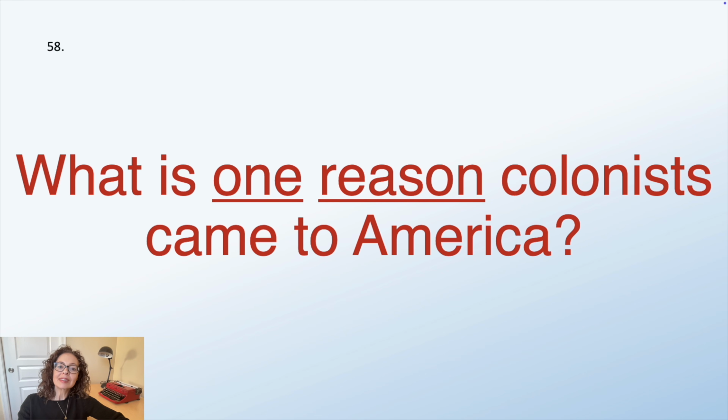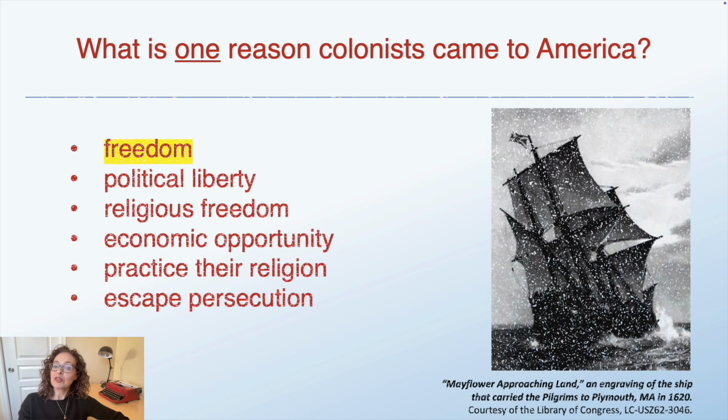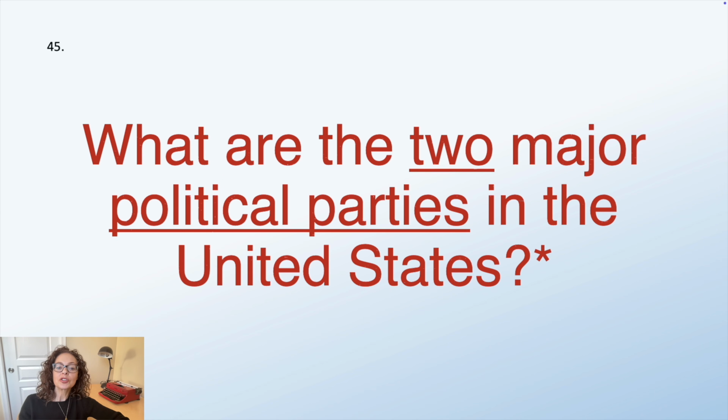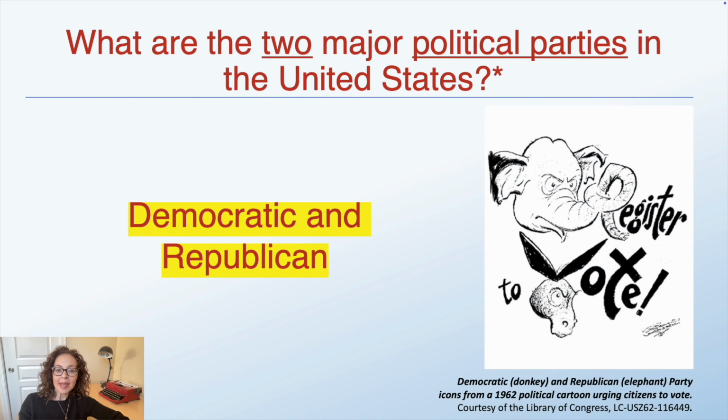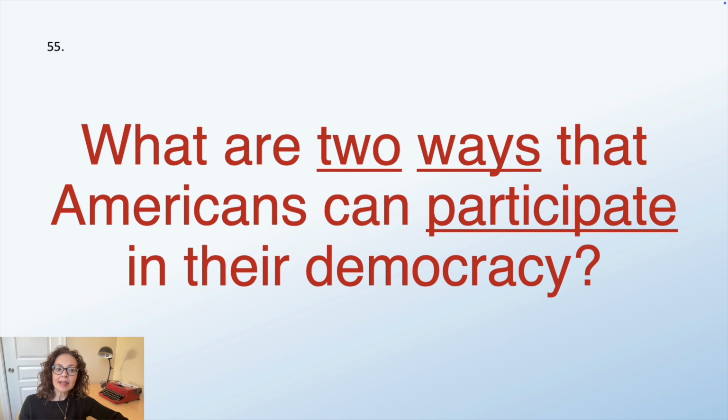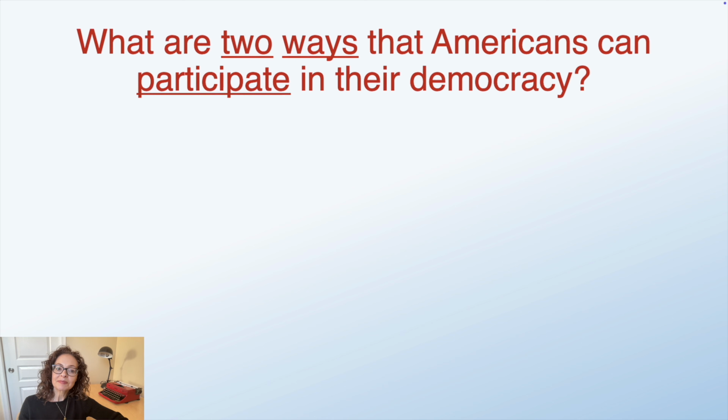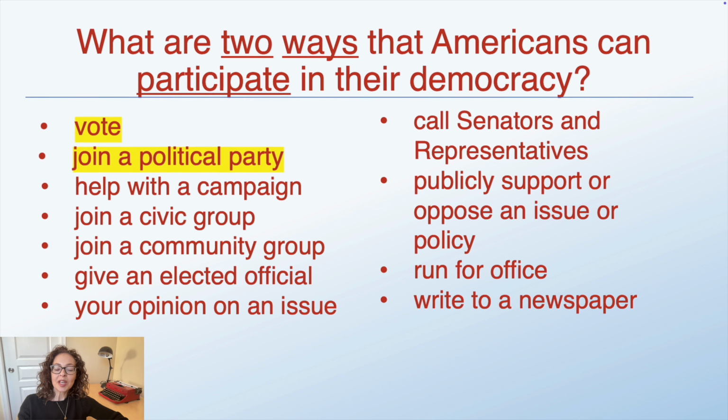What is one reason colonists came to America? For freedom. What are the 2 major political parties in the United States? The 2 major political parties are Democratic and Republican. What are 2 ways that Americans can participate in their democracy? 2 ways you can participate. You can vote. You can join a political party.